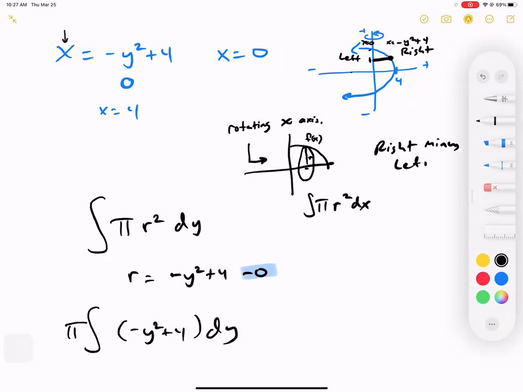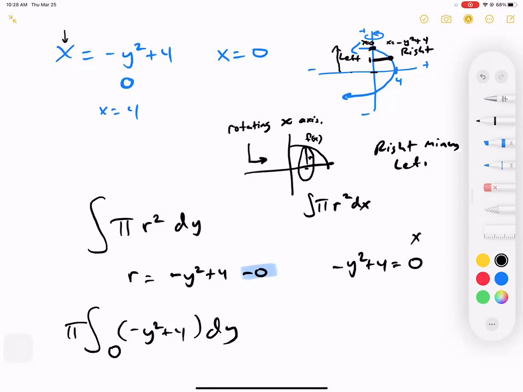Now our boundary is in this y direction, right? See how this is in the y direction? So we're going to go in this direction. We're going to start from our lowest, meaning 0. And where does it intersect the y-axis? I don't know. Negative y squared plus 4. When does this equal 0? Because that's my x value. When does this equal 0?